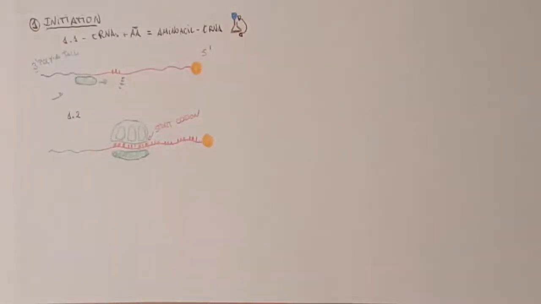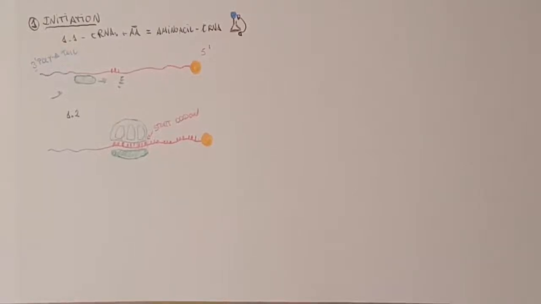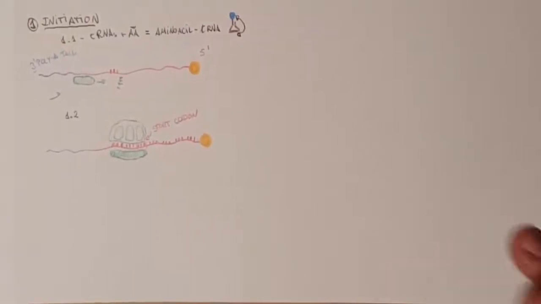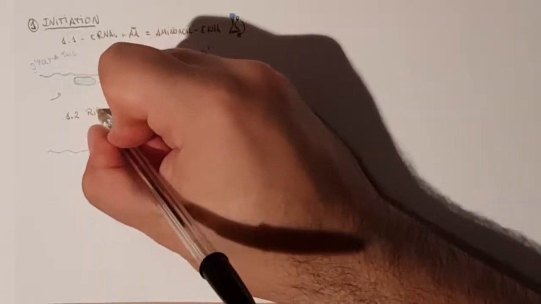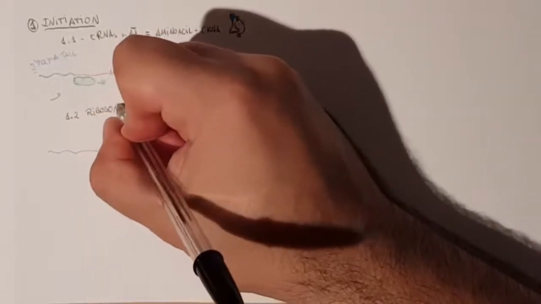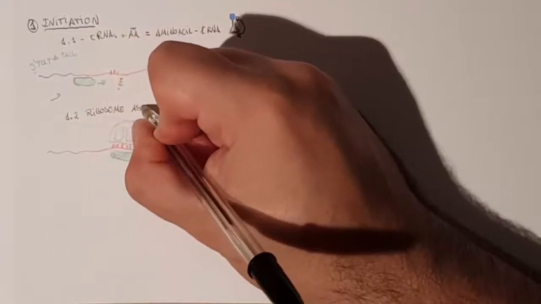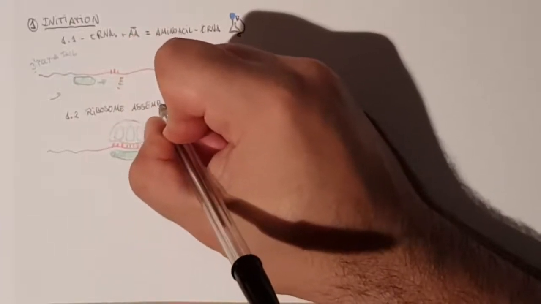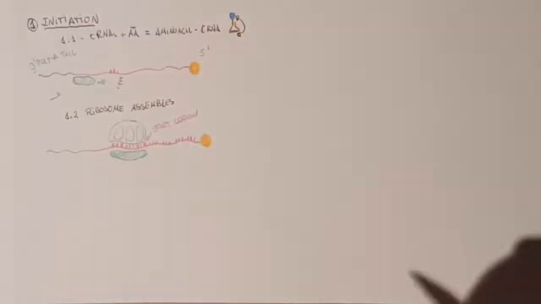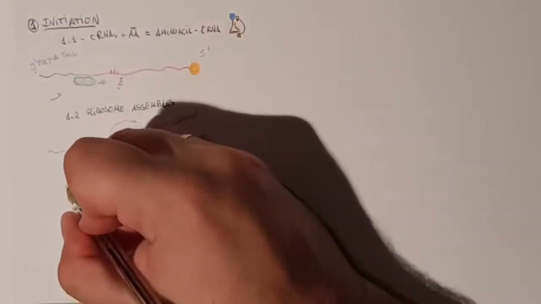Okay, so the big subunit, we leave it there. Now we have the ribosome assembled. We're going to call this 1.2, ribosome assembles. Then we have 1.3.